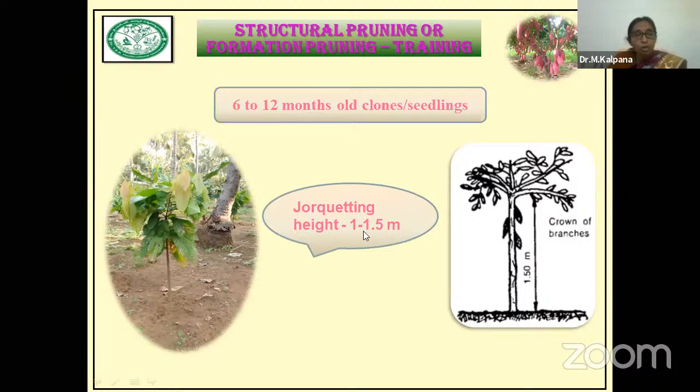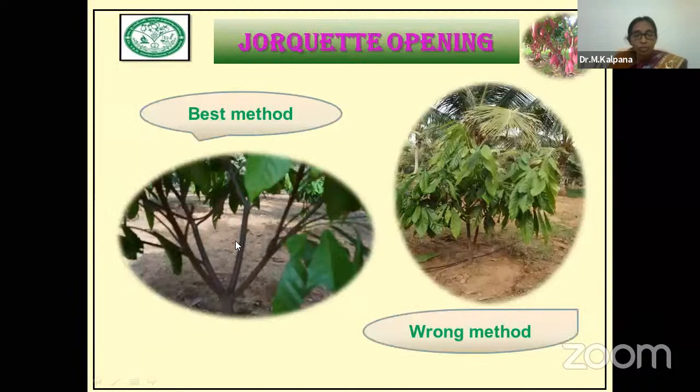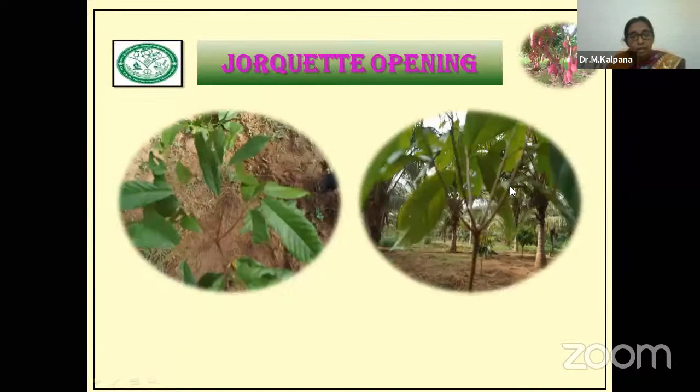The jorquette height should be around 1 to 1.5 meters from the base of the plant. Then only it is a good jorquette. Sometimes, this is the best method of jorquetting, where it has given 3 to 4 branches, and this is the wrong method of jorquetting. What we have to do, I'll tell in the next slide. Here, this is the jorquette opening from above.